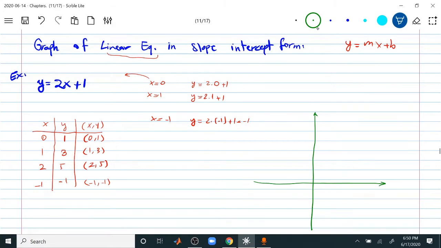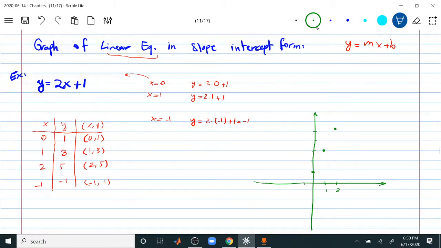Find those points. Again, 2 points is enough to draw a line, but if you want it to be more accurate, 0 and 1. If you know it's a straight line, this should be enough. 1 and 3 is 1, 1, 2, 3. That's another point. So if I look at 2, 1, 2, and 5, and so on.